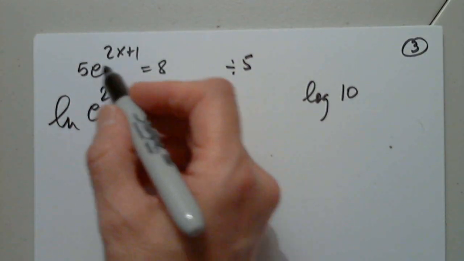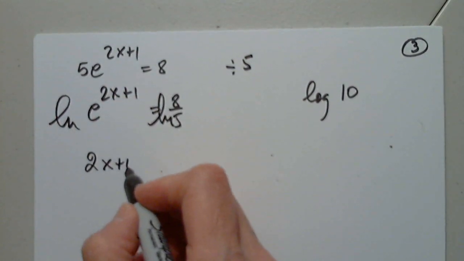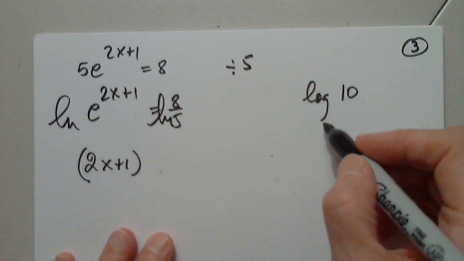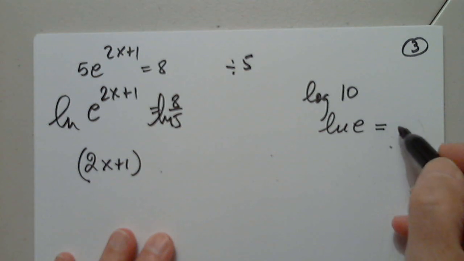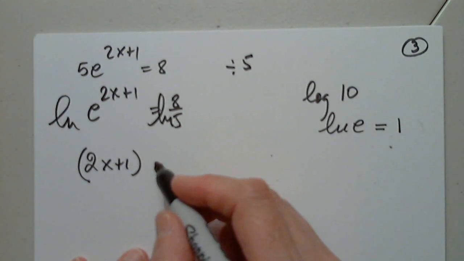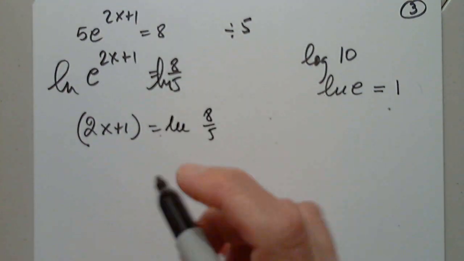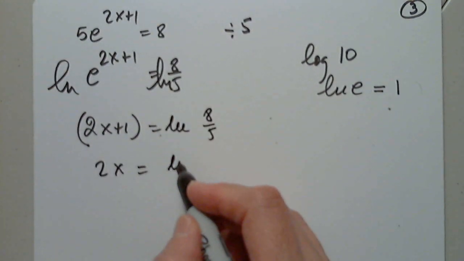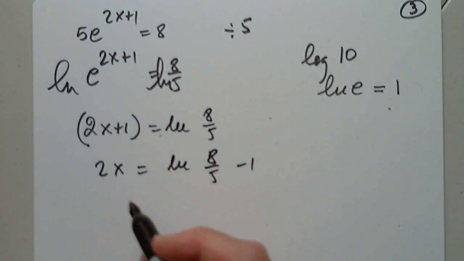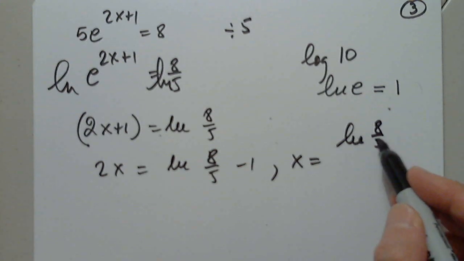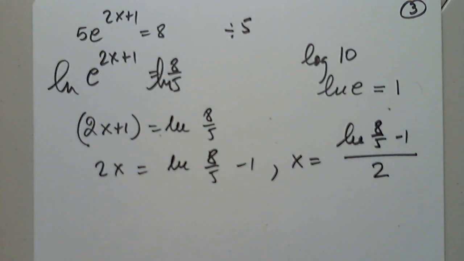So then I bring 2x plus 1, but it has to be in parentheses. But it doesn't really matter because natural log e is how much? 1. Thank you very much. Equals natural log of 8/5. Of course, I will subtract 1. So I have 2x equals natural log of 8/5 minus 1, and then divide by 2. So I have natural log of 8/5 minus 1 divided by 2.